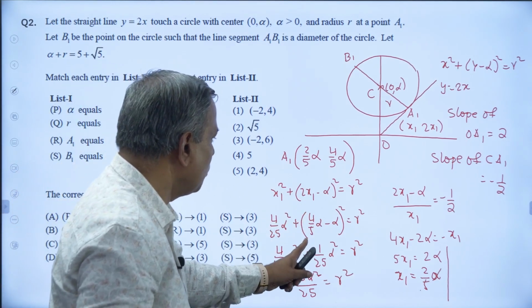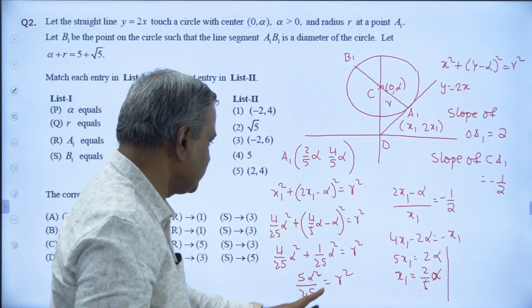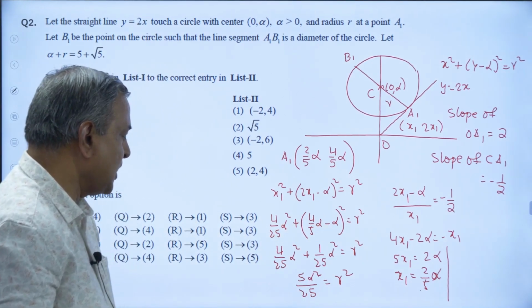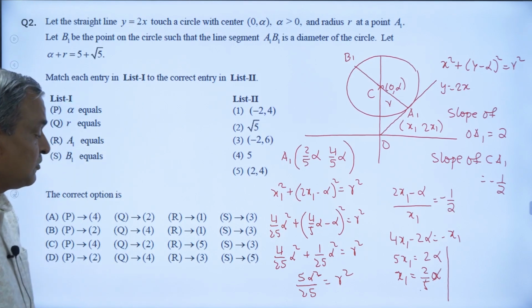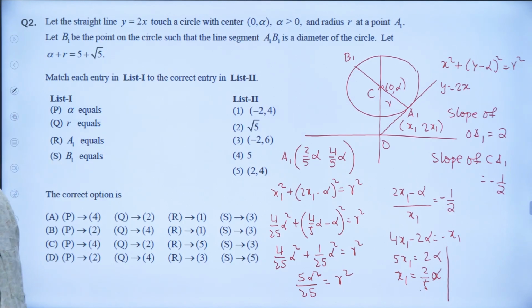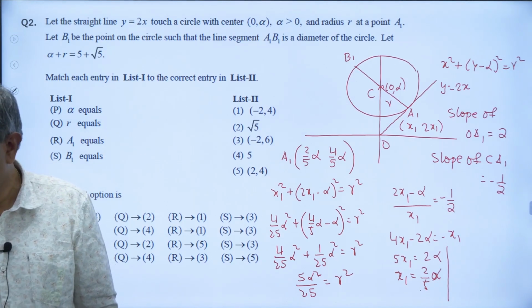2x1 will be 4 by 5 alpha, because (2x1 minus alpha) whole square is equal to r square. So we get 1 by 25, we get 5 by alpha square. So alpha is equal to root 5r. That we got it, alpha is equal to root 5r.